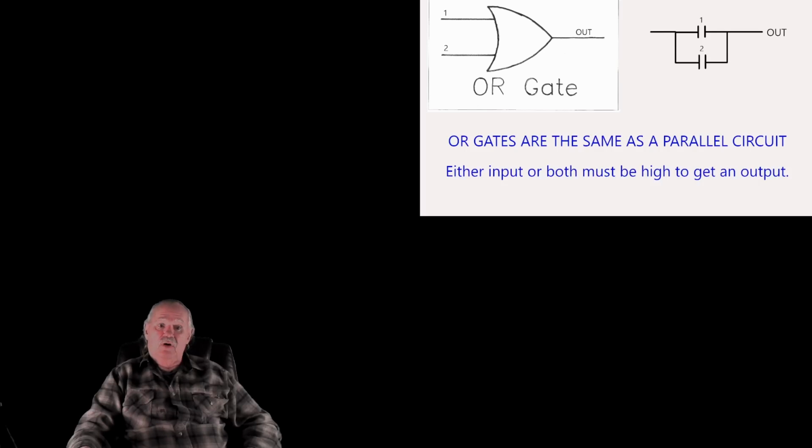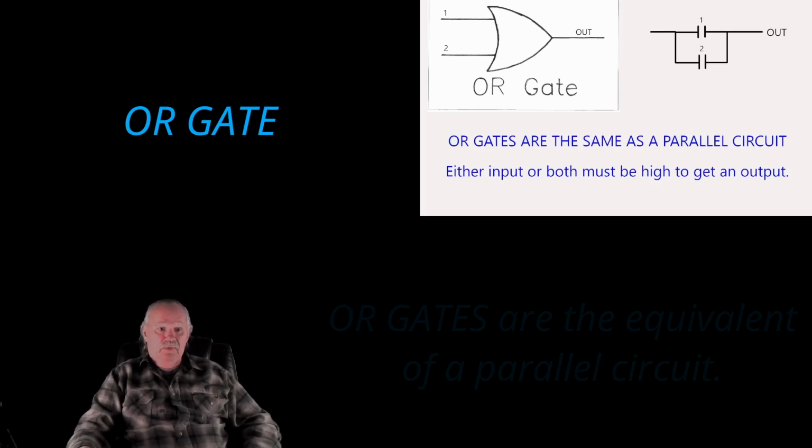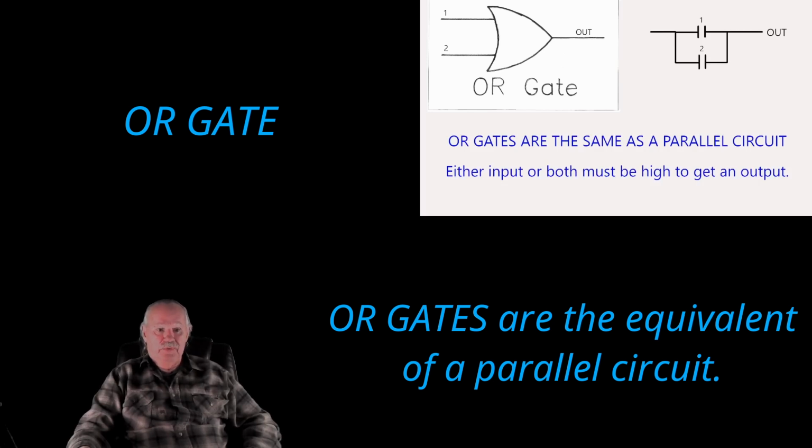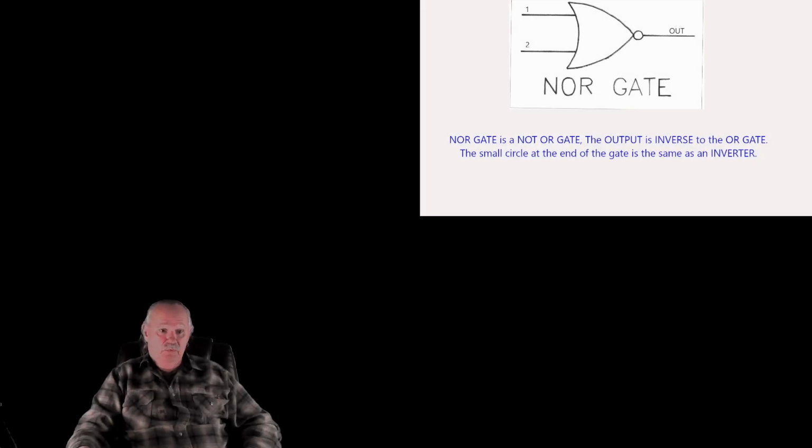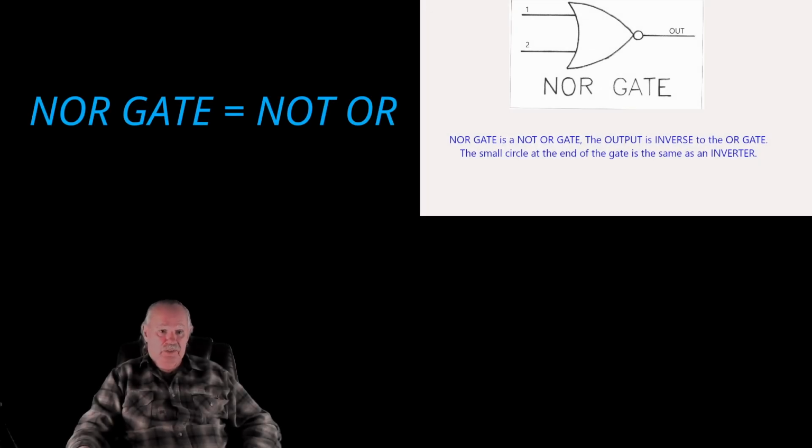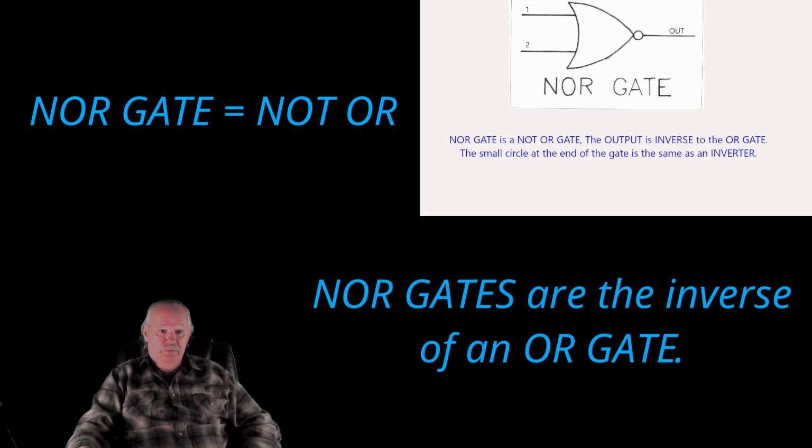OR gates are the same as a parallel circuit. Either input or both must be high in order to get an output. We also looked at a NOR gate, which is a not OR gate. The output, of course, is going to be inverse of an OR gate. There must be a small circle at the end of this symbol, which is the same as an inverter.